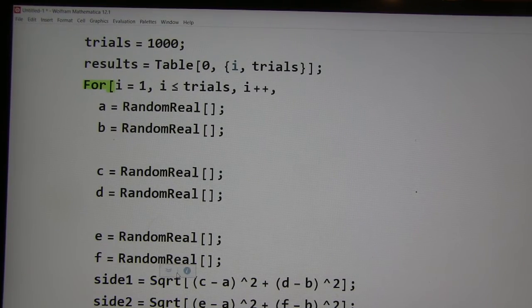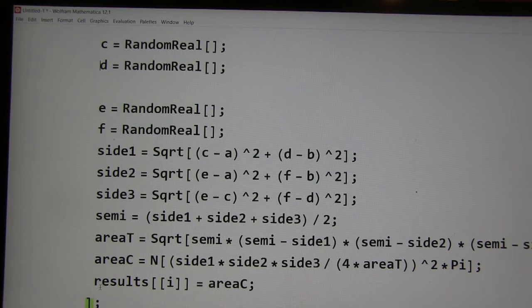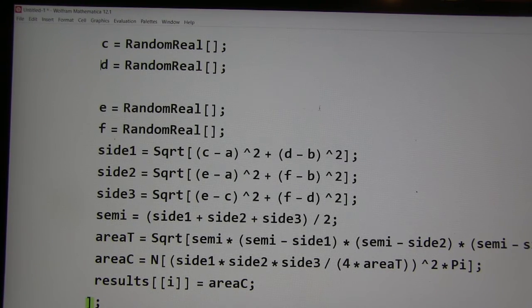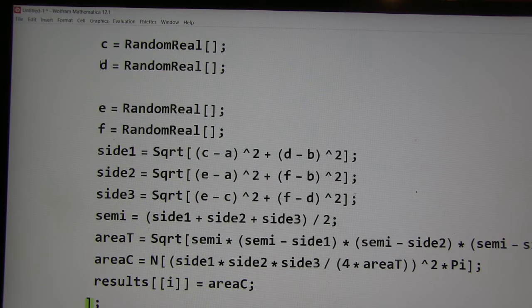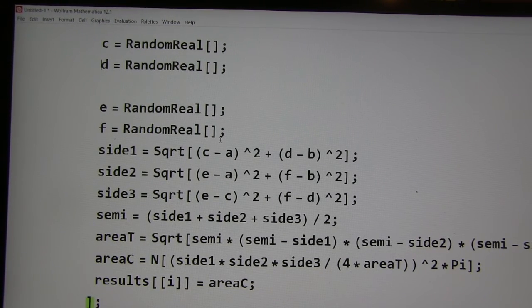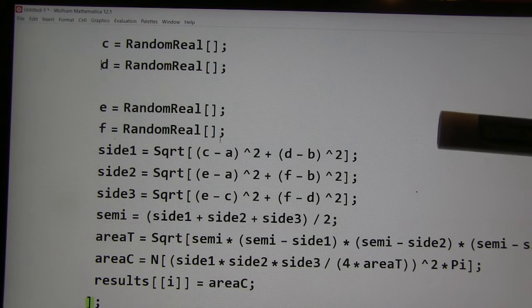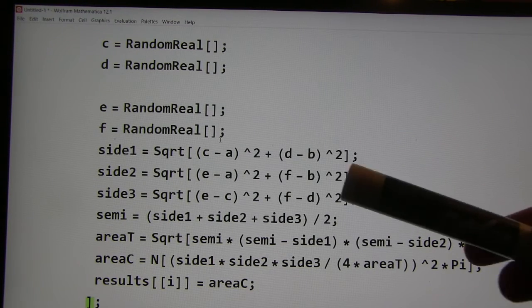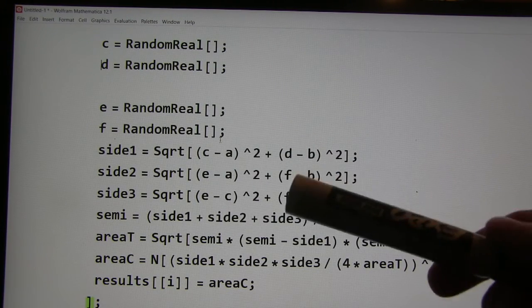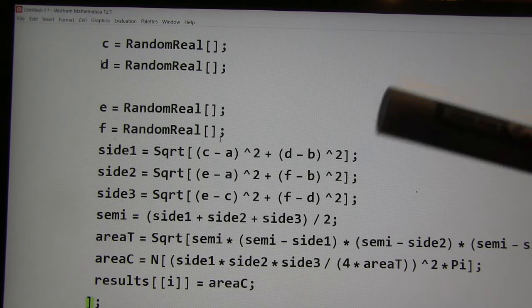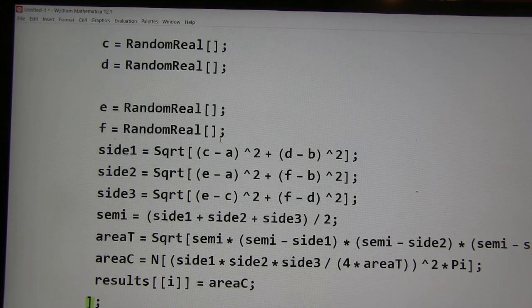Side 1 is the square root of C minus A squared plus D minus B squared. And then for side 2 and side 3, it's the other two possible pairs of points. Mm-hmm. Yeah, when we were checking through the program, because the first time it didn't work properly, although this was not the problem, we just drew a triangle and labeled the points A comma B, C comma D, E comma F, and we made sure that this was right. It'd be easy to accidentally make a mistake there, but that's right.